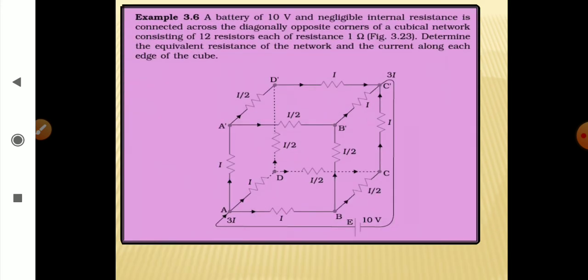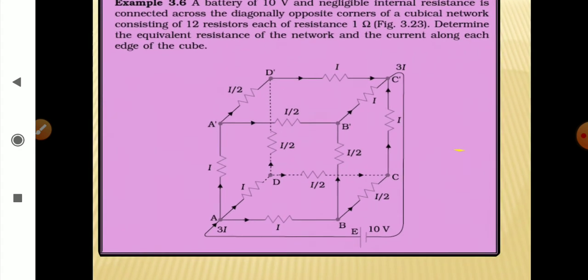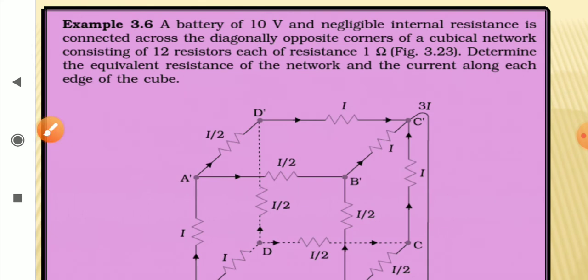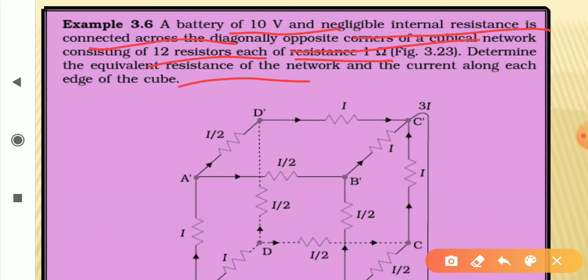And this again is an NCERT problem only. So let us look at it. A very good problem. A battery of 10 volt and negligible internal resistance is connected across diagonally opposite corners of a cubical network, consisting of 12 resistances, each of resistance 1 ohm, as shown in this figure. Determine the equivalent resistance of the network and current along each edge of the cube.